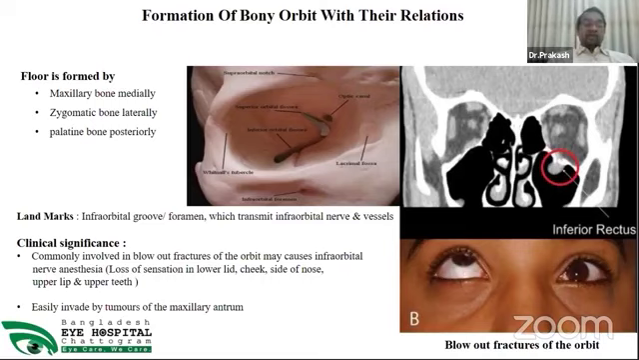Diplopia means double vision. The floor is clinically very important because if it is fractured, the infraorbital nerve will be affected. If the infraorbital nerve is affected, there will be loss of sensation in the lower lip, cheek, side of the nose, and upper lip. Another important thing: below the floor there is the maxillary antrum. So any carcinoma in the maxillary antrum can invade the floor and metastasize to the orbit. So these two things we have to keep in mind.